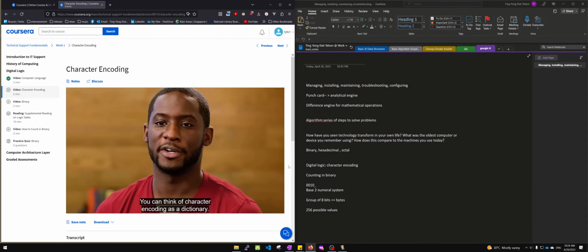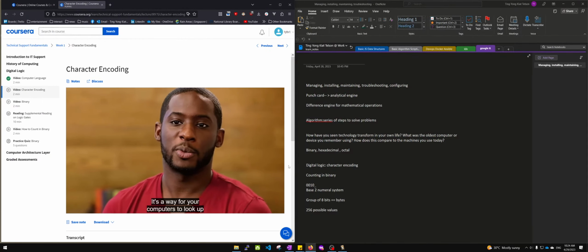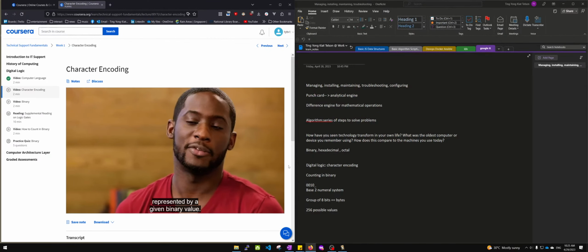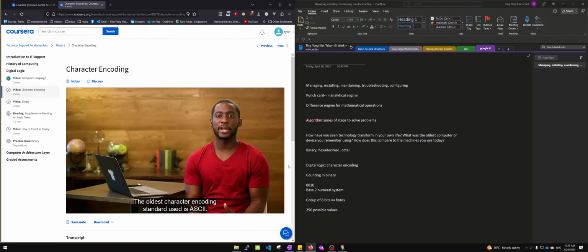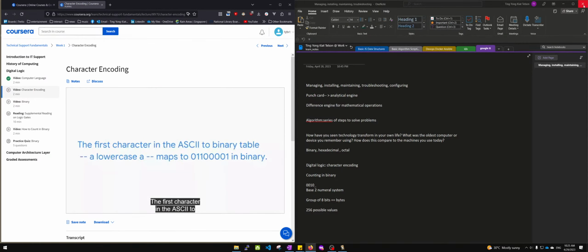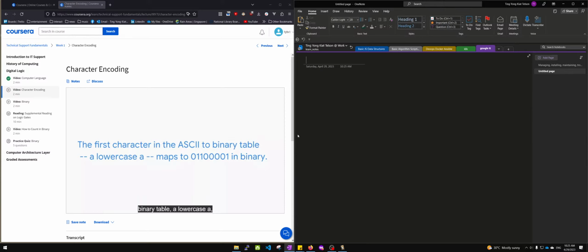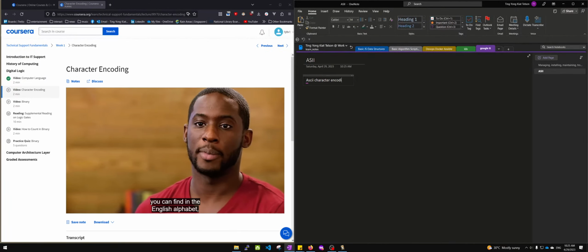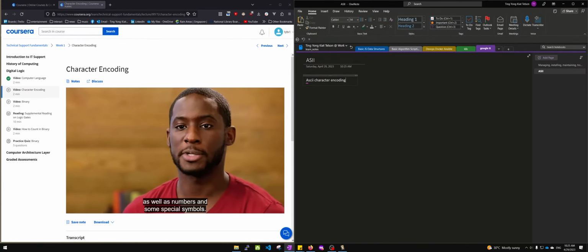You can think of character encoding as a dictionary. It's a way for your computers to look up which human character should be represented by a given binary value. The oldest character encoding standard used is ASCII. It represents the English alphabet, digits, and punctuation marks. The first character in the ASCII to binary table, a lowercase a, maps to 01100001 in binary. This is done for all the characters you can find in the English alphabet, as well as numbers and some special symbols.